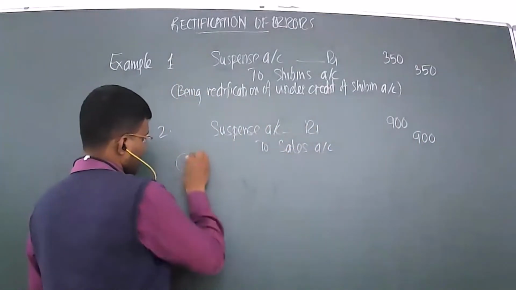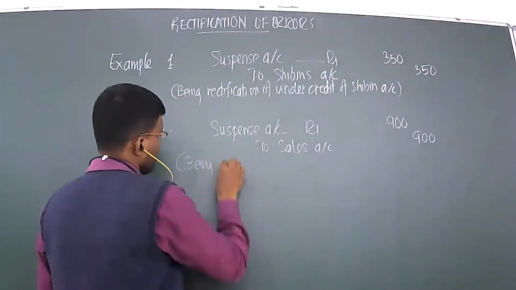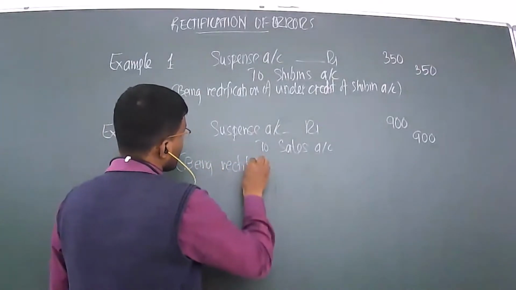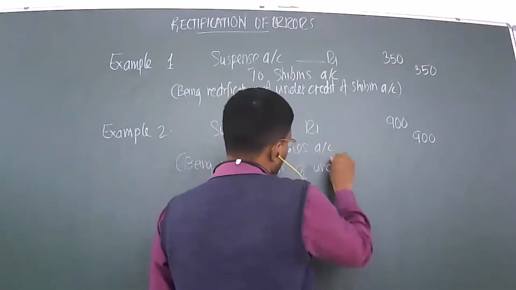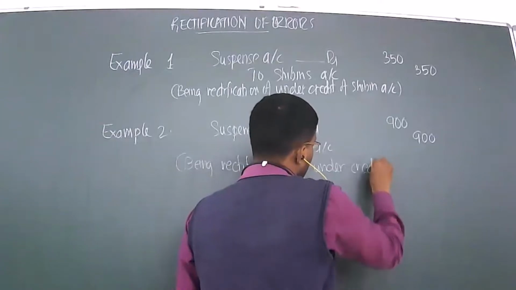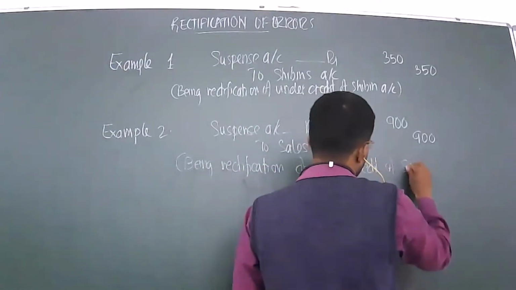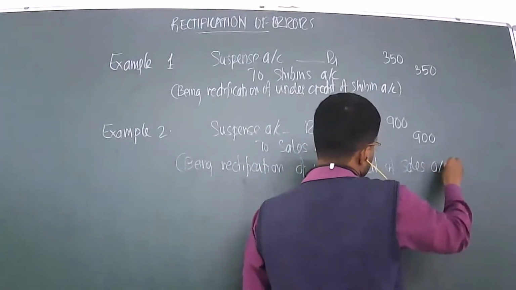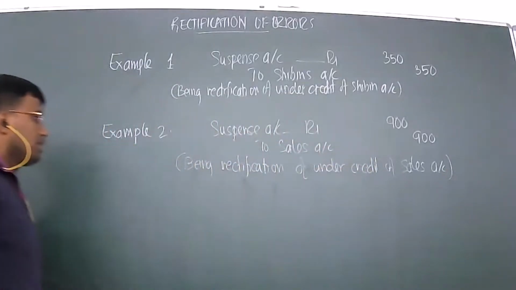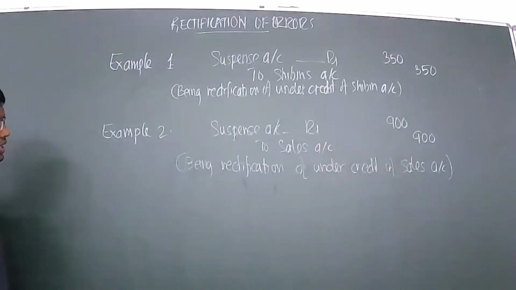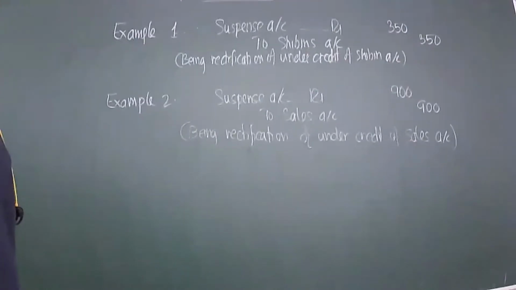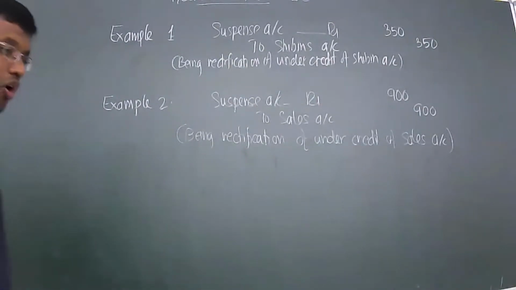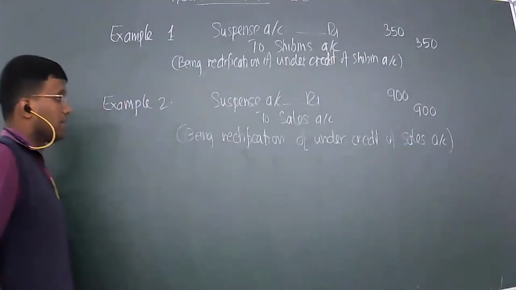So here, let me write the narration also: being rectification of under credit of sales account. So with that, we have completed this transaction also. Now let's move on to the next one.